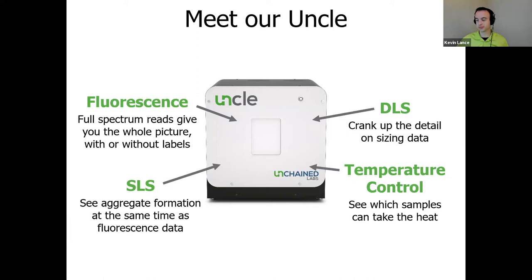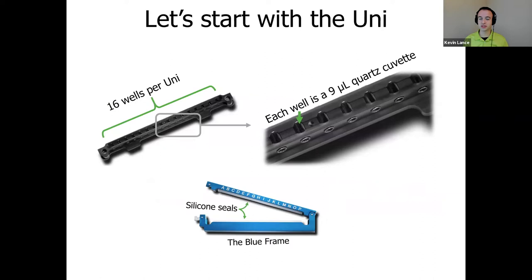So first, let me introduce you to one of the unique features of our system, which is the Uni. The Uni is an array of 16 quartz cuvettes in an aluminum frame that enables you to gather all of this fluorescence and light scattering data on only 9 microliters of sample. All you have to do is simply pipette in that 9 microliters into each cuvette, close it shut with the blue frame, and silicone seals then protect your sample from evaporation.